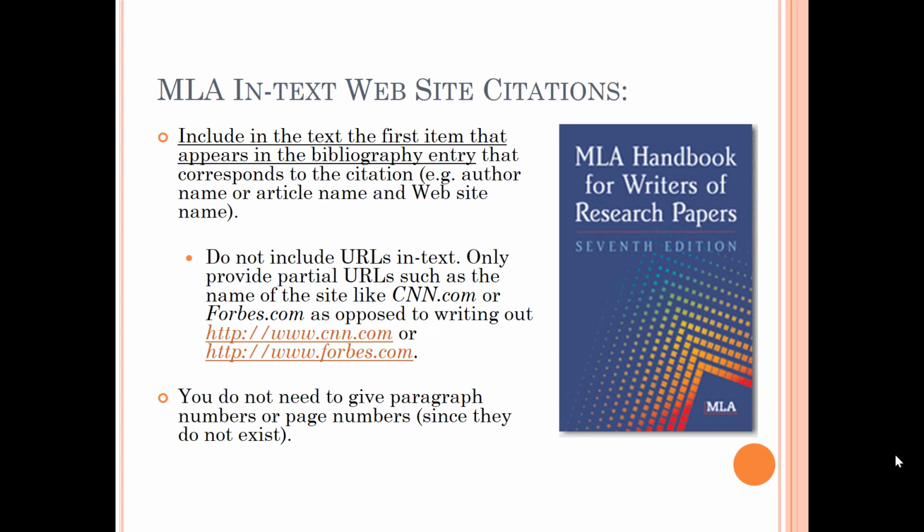Never, under any circumstances, should you include a full URL address in the body of your research paper. If you want to refer to a website, just refer to it by the title of the website. For example, CNN.com. You would never ever write out the entire web address in a research report. And finally, of course, you don't need to worry about page numbers and parentheses with website citations because they don't have page numbers.